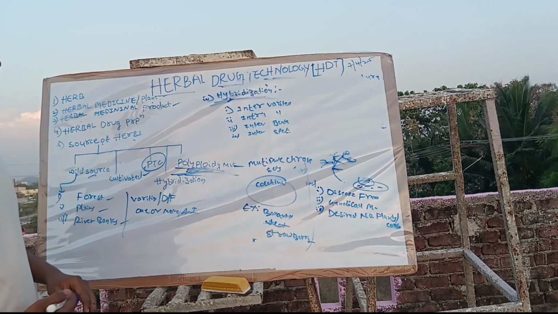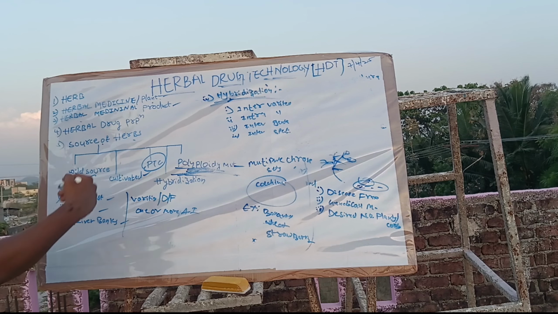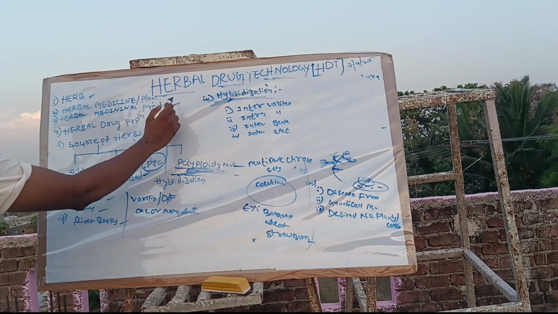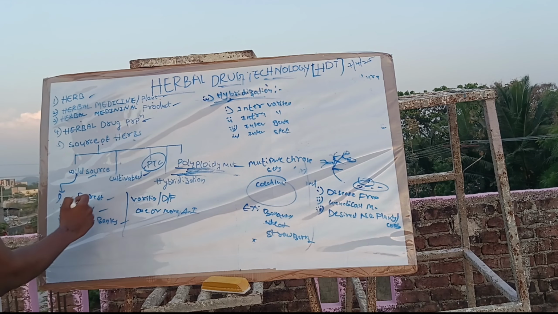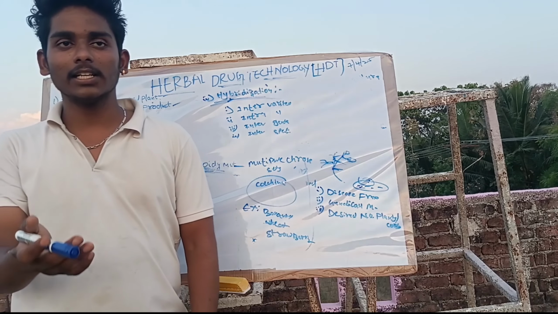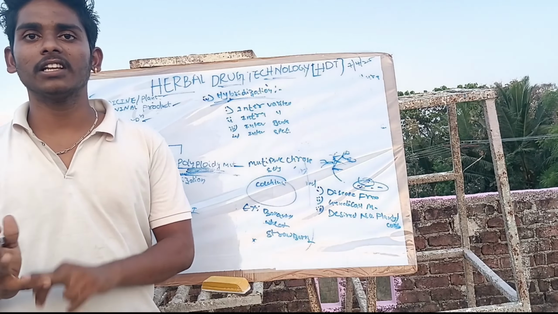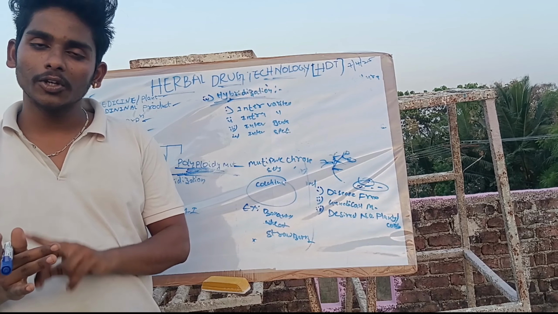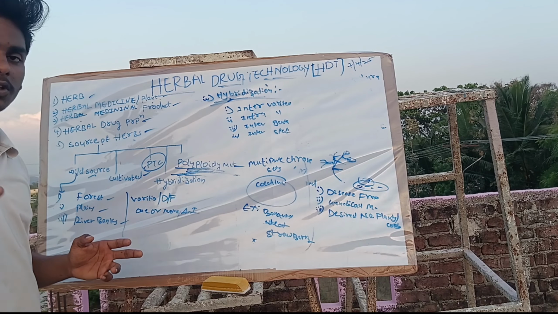Okay, I hope you guys understand what is meant by herb, medicinal plant, medicinal product, drug preparation and source of drug. So okay guys, in the next class we will discuss selection, identification and authentication of herbal plants.